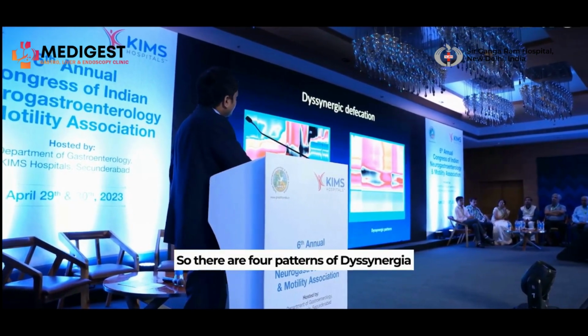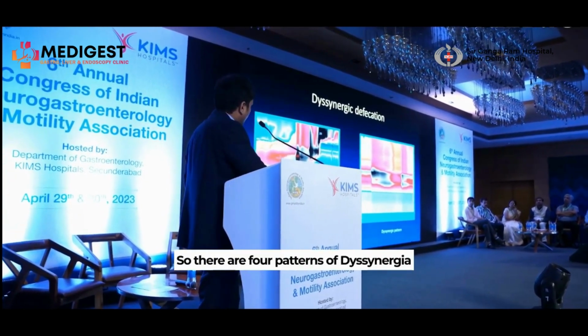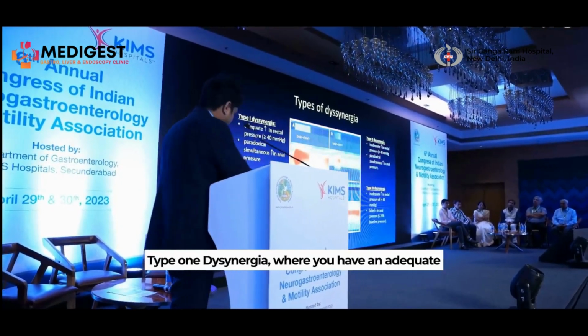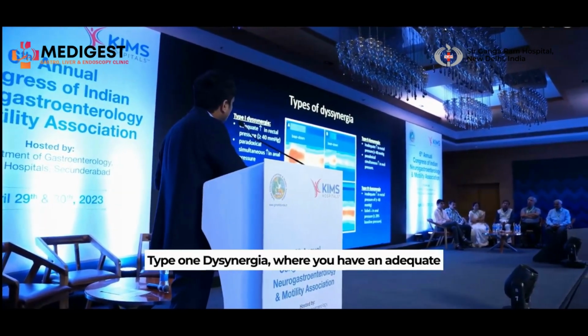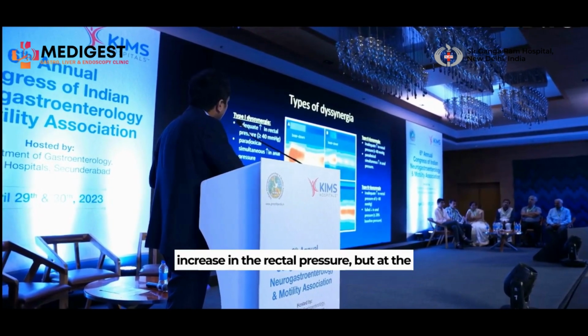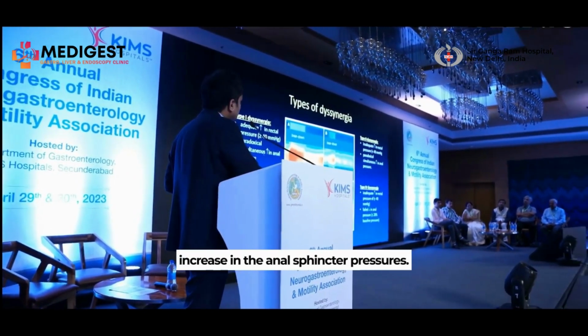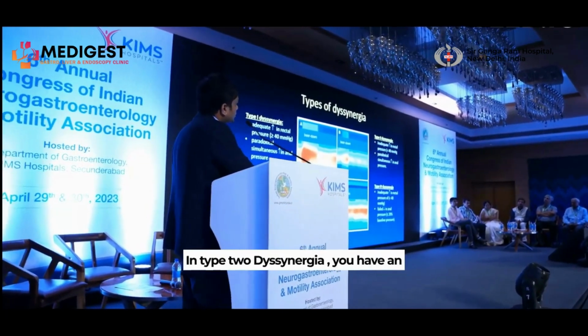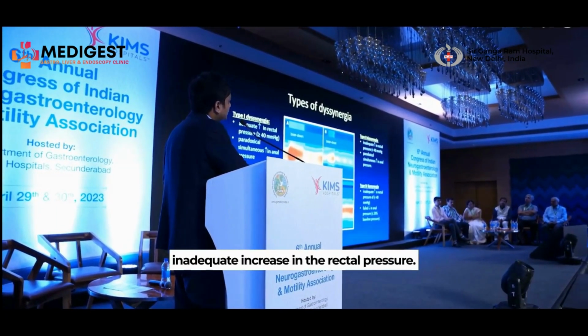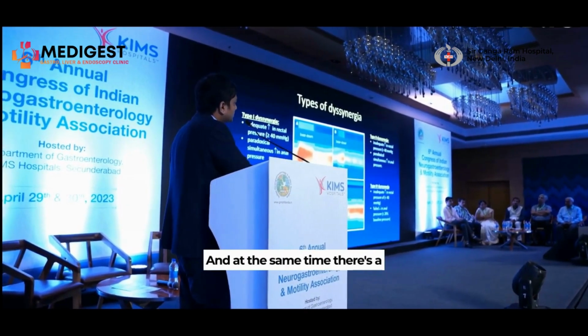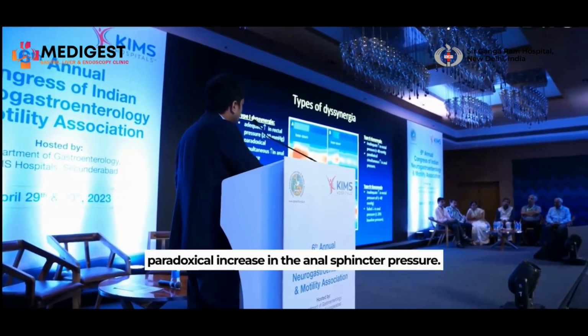There are 4 patterns of dyssynergia that have been mentioned in literature. Type 1 dyssynergia, where you have an adequate increase in the rectal pressure, but at the same time there is a paradoxical and simultaneous increase in the anal sphincter pressures. In type 2 dyssynergia, you have an inadequate increase in the rectal pressure. There is some increase, but it is inadequate. And at the same time, there is a paradoxical increase in the anal sphincter pressure.